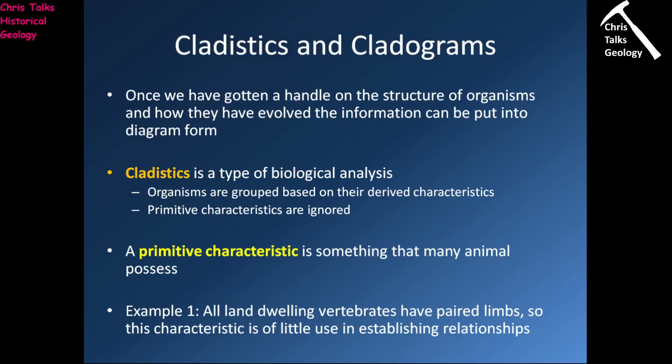Now, cladistics will ignore what are referred to as primitive characteristics. So this is a characteristic that many organisms possess. A good example of a primitive characteristic would be something like all the land-dwelling vertebrates have paired limbs. So we have a pair of arms and a pair of legs. Dogs have a pair of forelimbs and hind limbs. So this particular characteristic is actually pretty useless if you're trying to establish relationships, because all of the land-dwelling vertebrates, well, nearly all the land-dwelling vertebrates should I say, possess paired limbs.